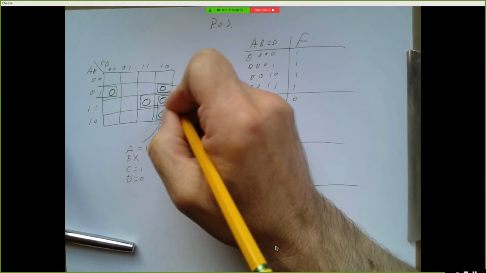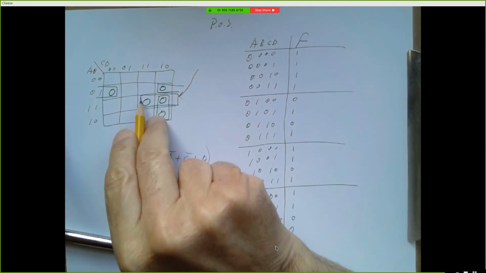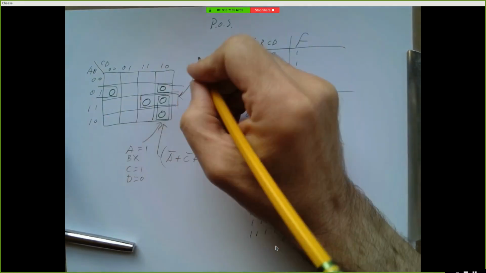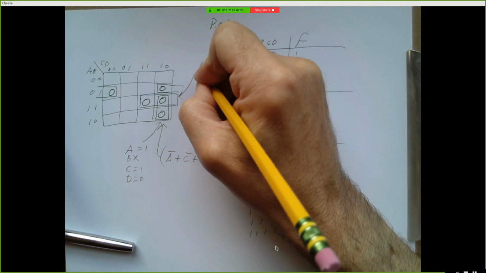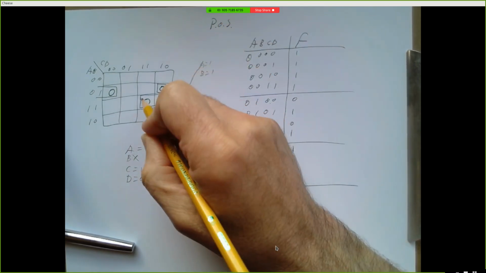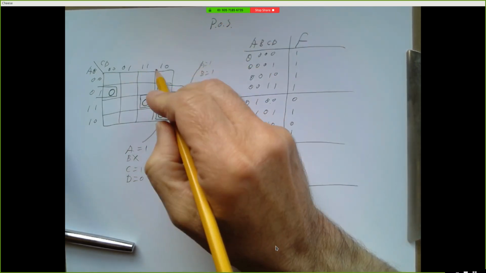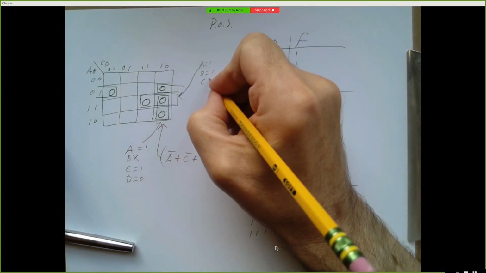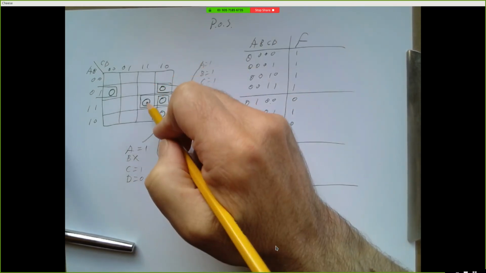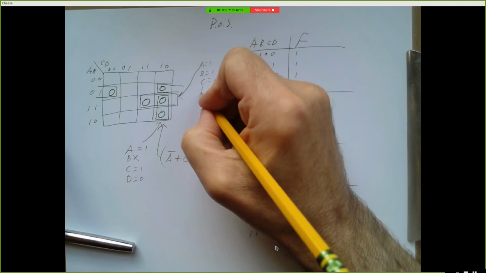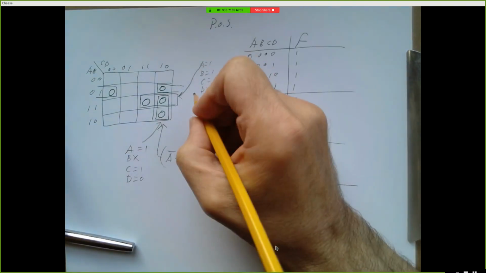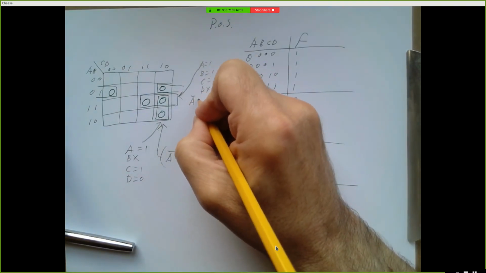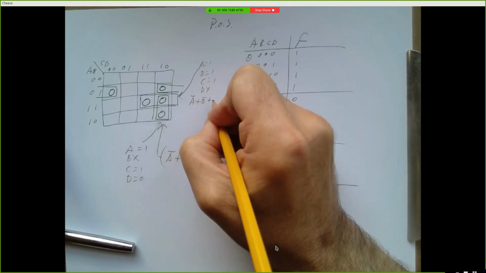Alright, so this box right here, A is a 1 in both boxes, B is a 1 in both boxes, so A equals 1, B equals 1. C is a 1 over here, and it's a 1 over here, so C is 1. D is a 1 here, but it's a 0 there, so D doesn't matter. So this is going to be the term A bar or B bar or C bar.